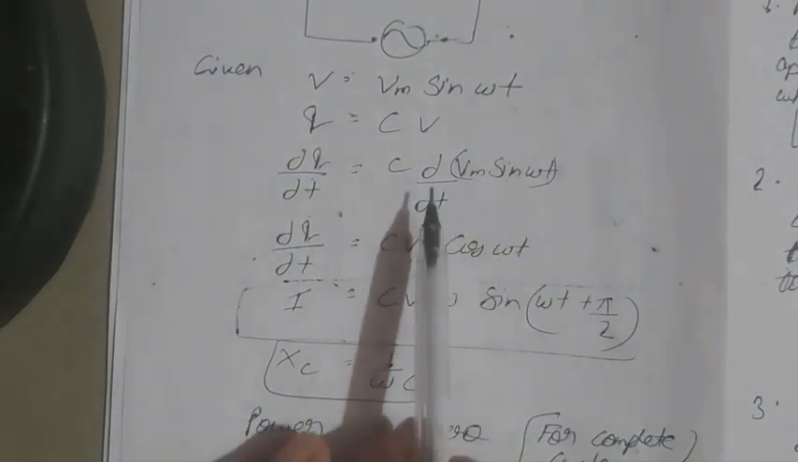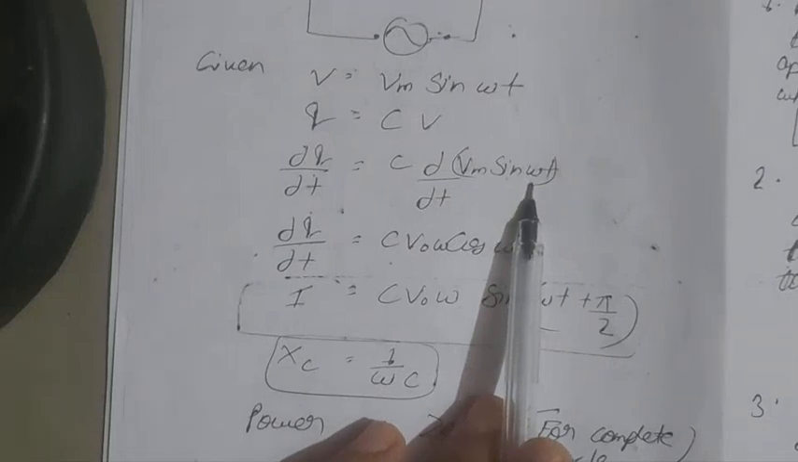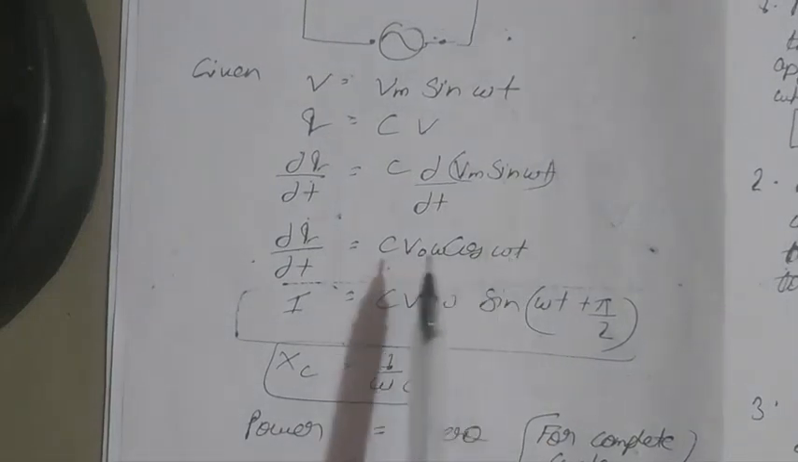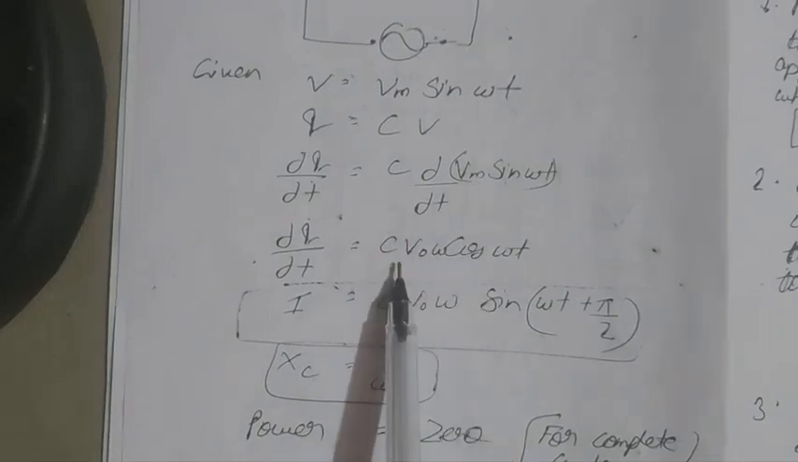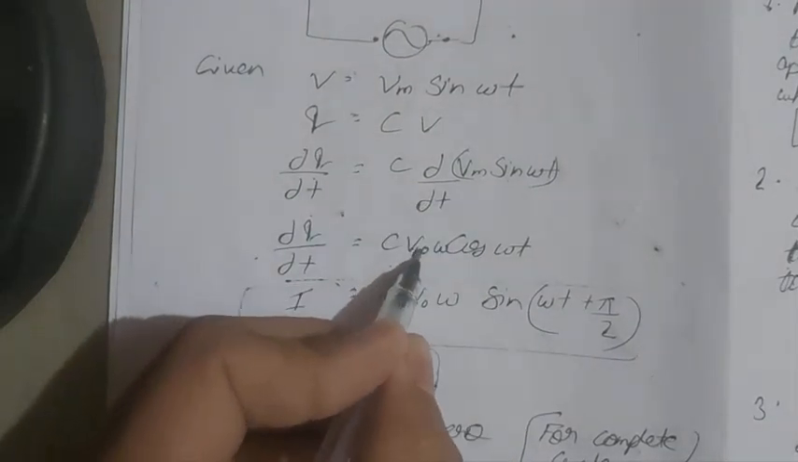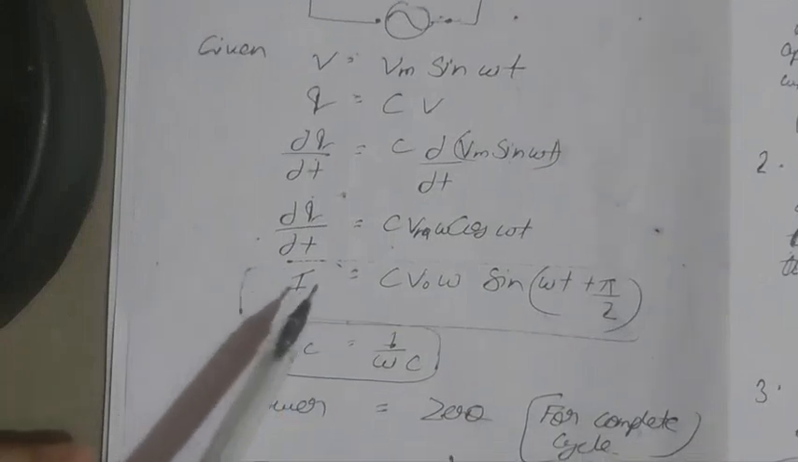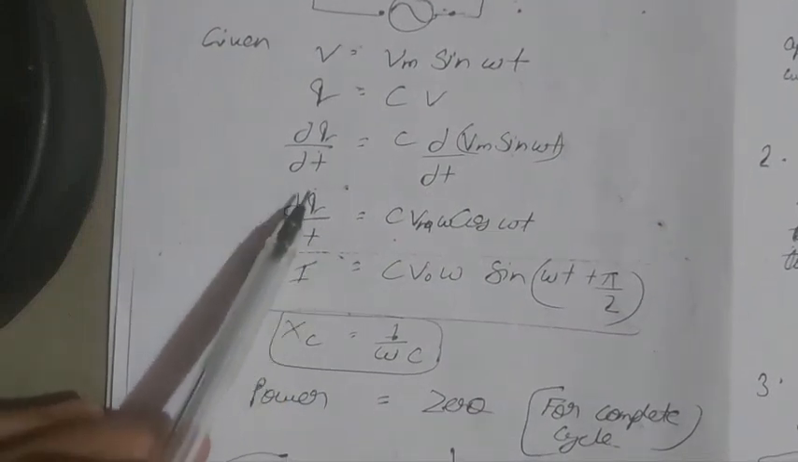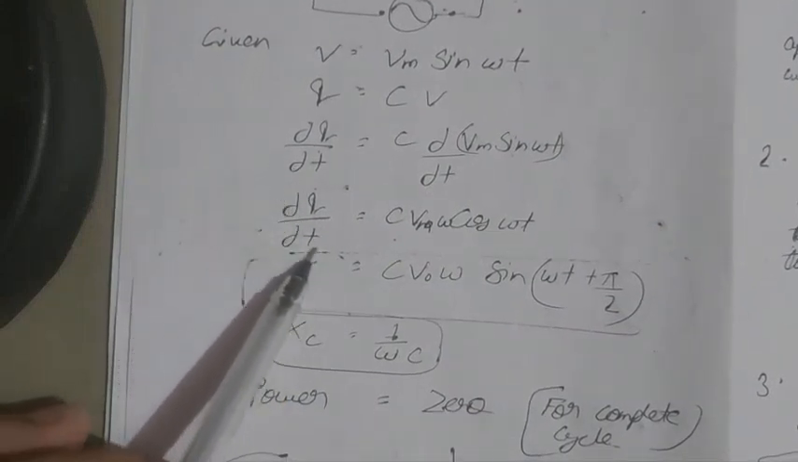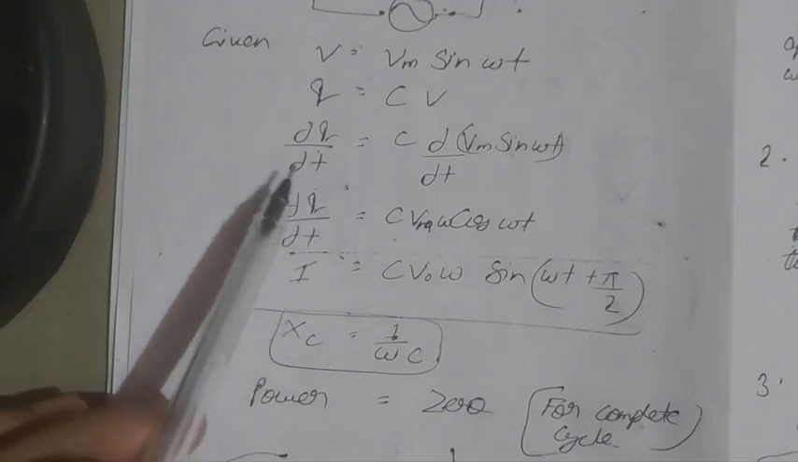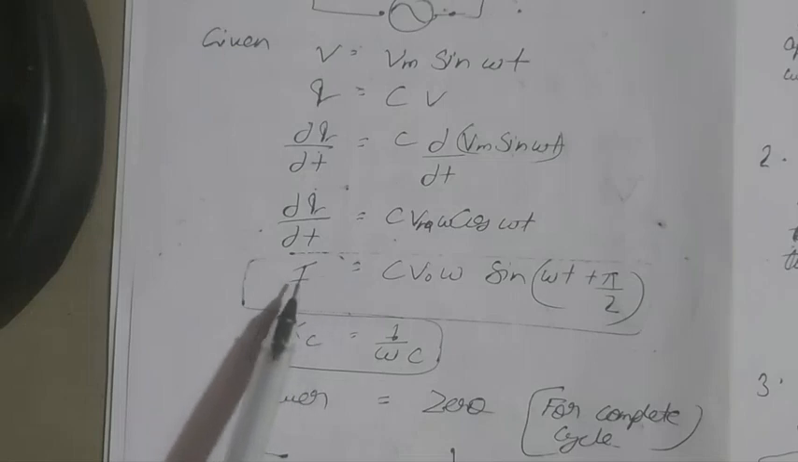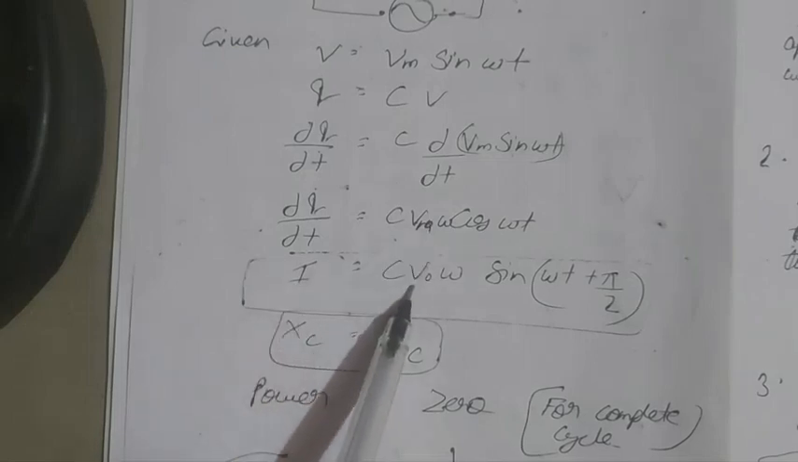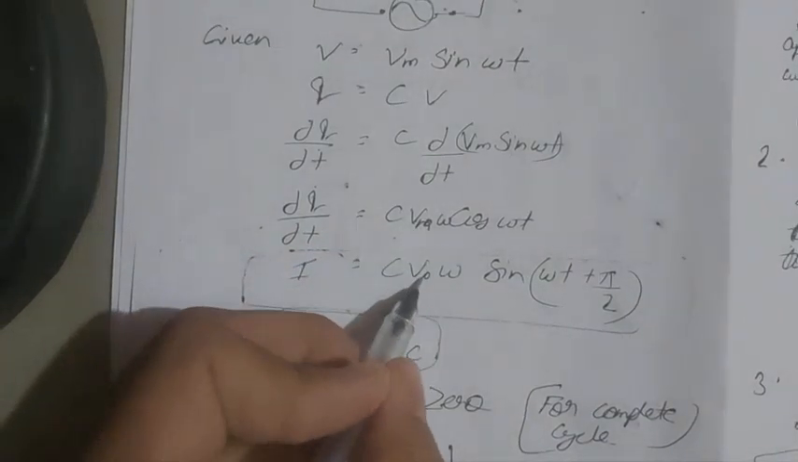omega t by dt. Differentiation of sin omega t is cos omega t times omega. Vm is also constant, so it also comes out. Vm, V0 are both the same thing. So dq by dt, we know that charge flow in unit time is current. So I is equal to C Vm omega cos omega t.